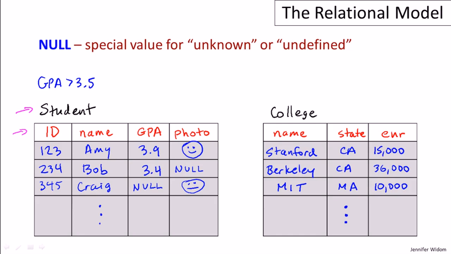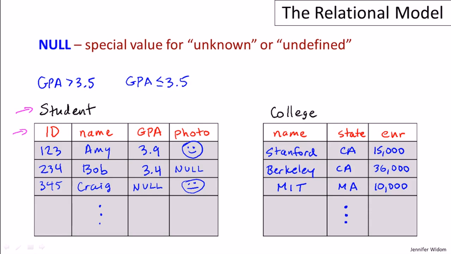Now let's suppose we had another query where we ask for the GPA less than or equal to 3.5. Similarly, we would not have Amy in the result, and we would certainly have Bob in the result. And we would not have Craig in the result because we don't know that his GPA is less than or equal to 3.5.